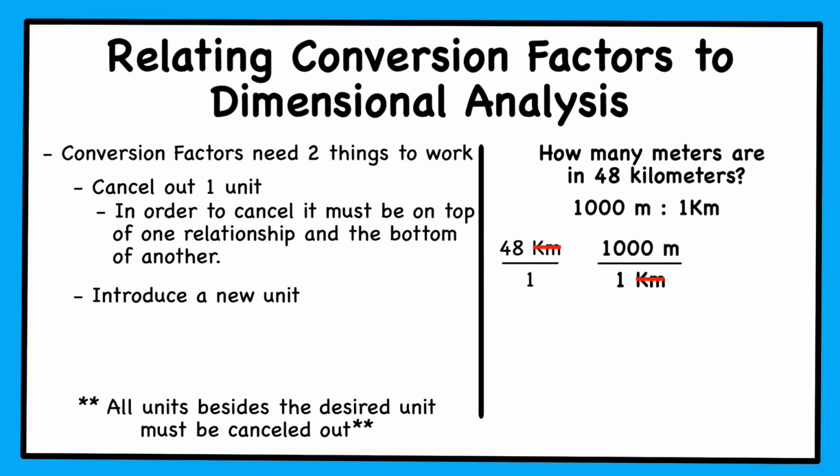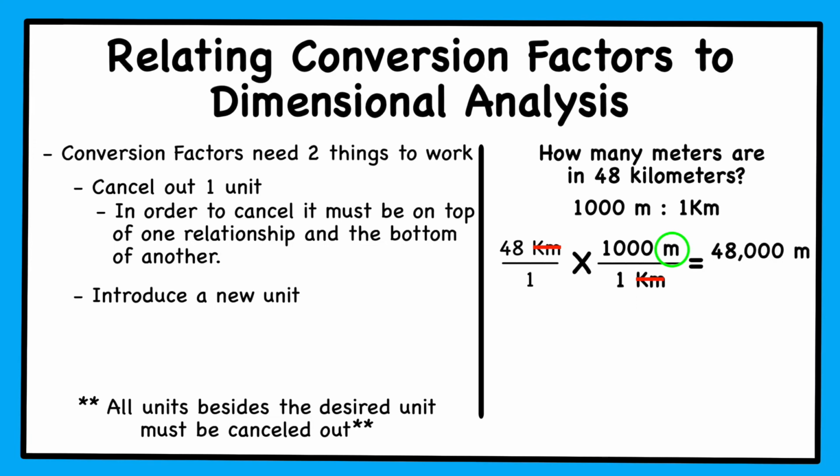Now that we have done that, we multiply our tops and bottoms, then divide our top by our bottom. So if I multiply 48 times 1,000, that's 48,000 on my top. As far as my bottom goes, 1 times 1 gives me 1. So 48,000 divided by 1 is still 48,000. Now I just add my remaining unit, which is meters. So my answer will be 48,000 meters.